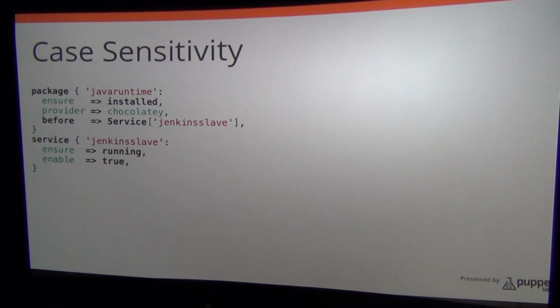Case sensitivity is unfortunately something that we have to deal with. The basic rule is a lot of times Windows resources are case insensitive but case preserving. So just make sure you use the case consistently. This particular case is taken from a manifest that's used to provision our Jenkins slaves on our Windows boxes. You want to make sure that, for example, the before relationship specifies the Jenkins slaves resource, and you have to make sure that matches.